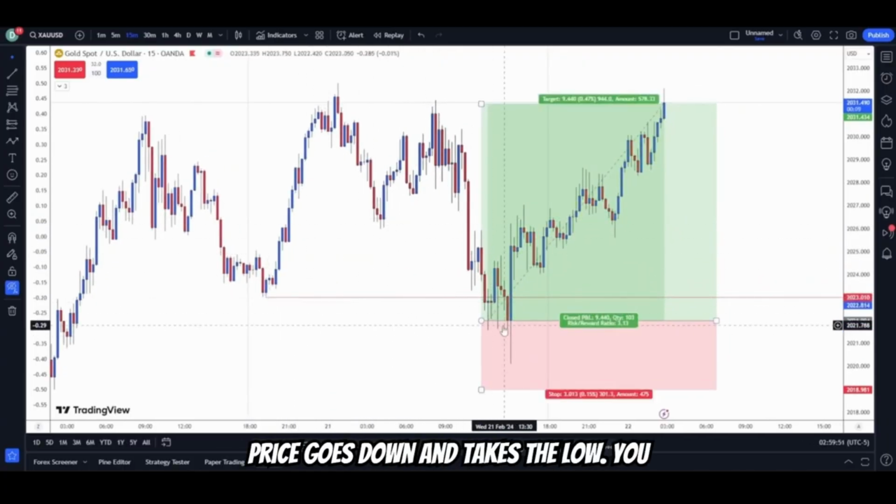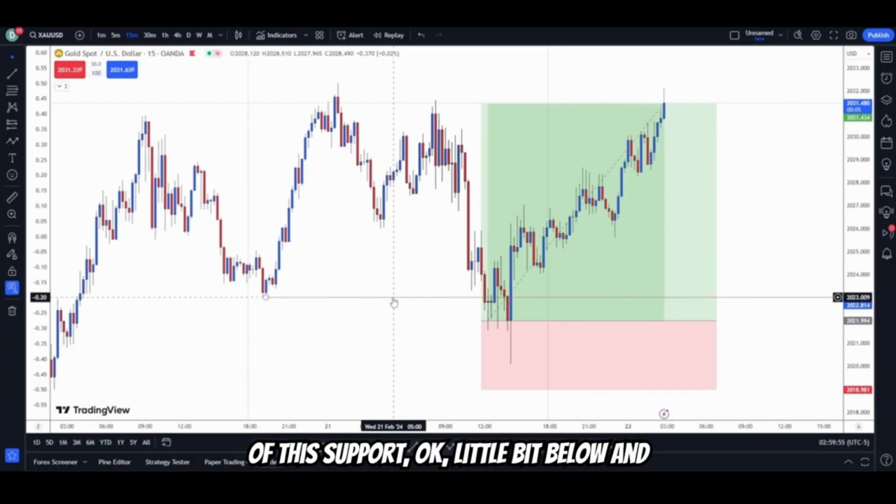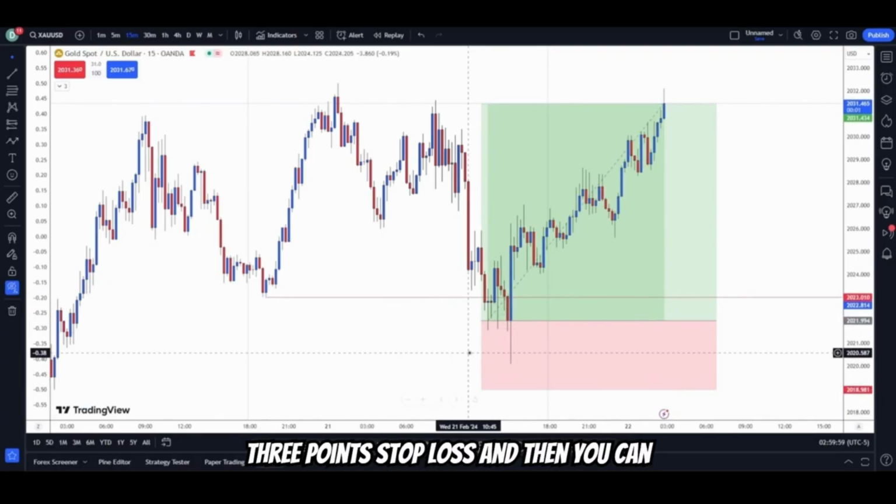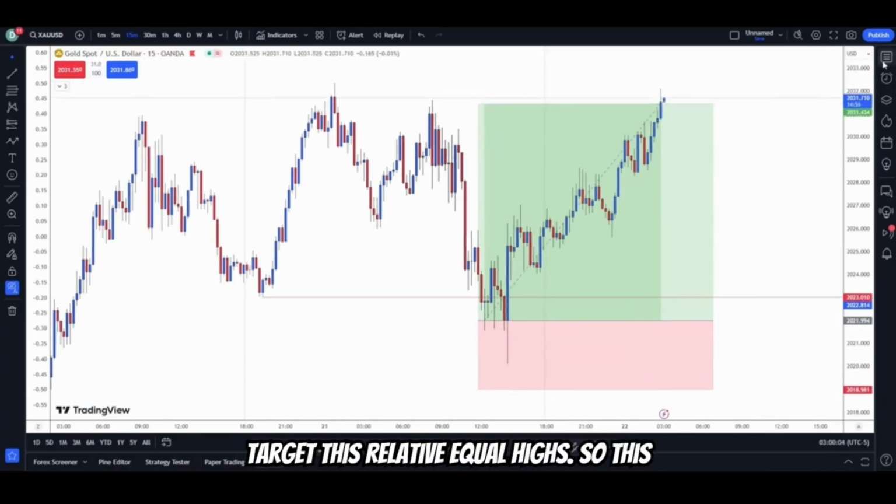Okay, you can see that the price goes down and takes the low. You have to just take a buy a little bit below of this support. Okay, little bit below, and you can put like a 30 point stop loss, 3 point stop loss, and then you can target these relative equal highs. So this is what I'm trying to tell you about that.